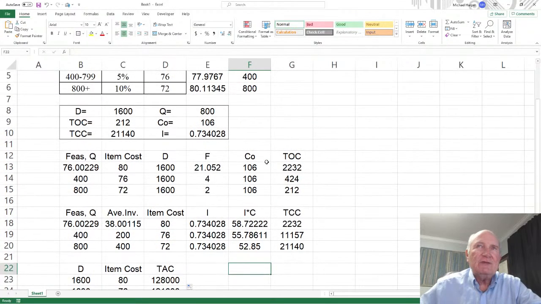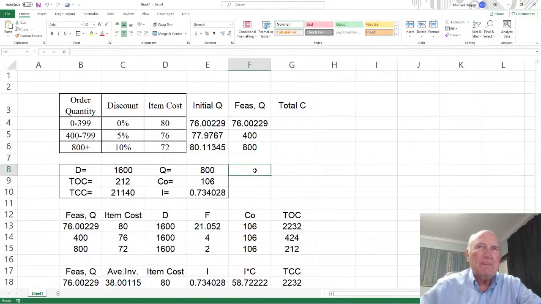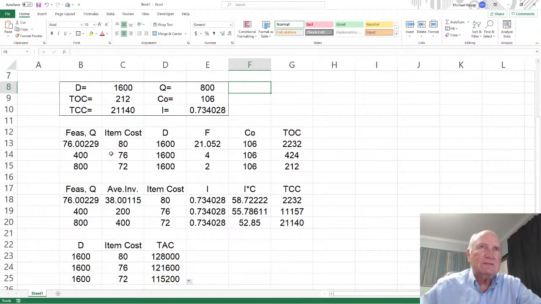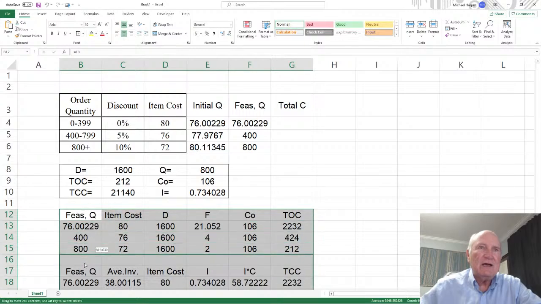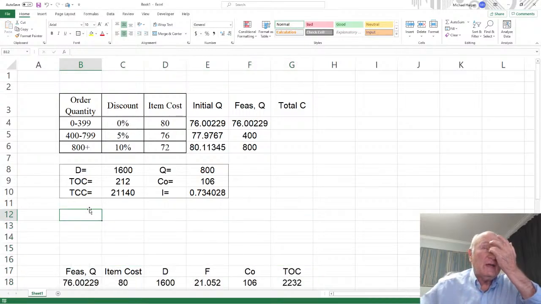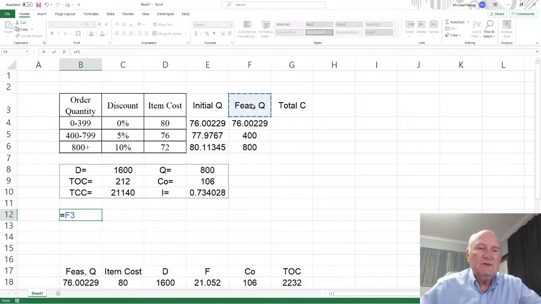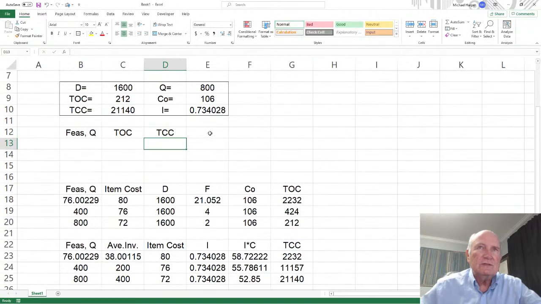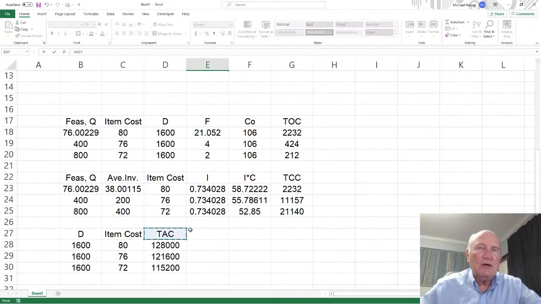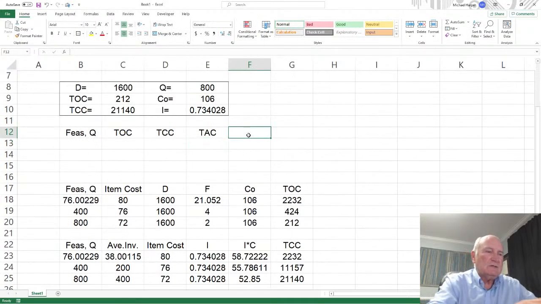Actually, now that we have this, let's come back up here and move this down. Let me show you what I want to do. Right here we want the categories, feasible, total ordering cost, total carrying cost, total acquisition cost, and then right here, total cost.